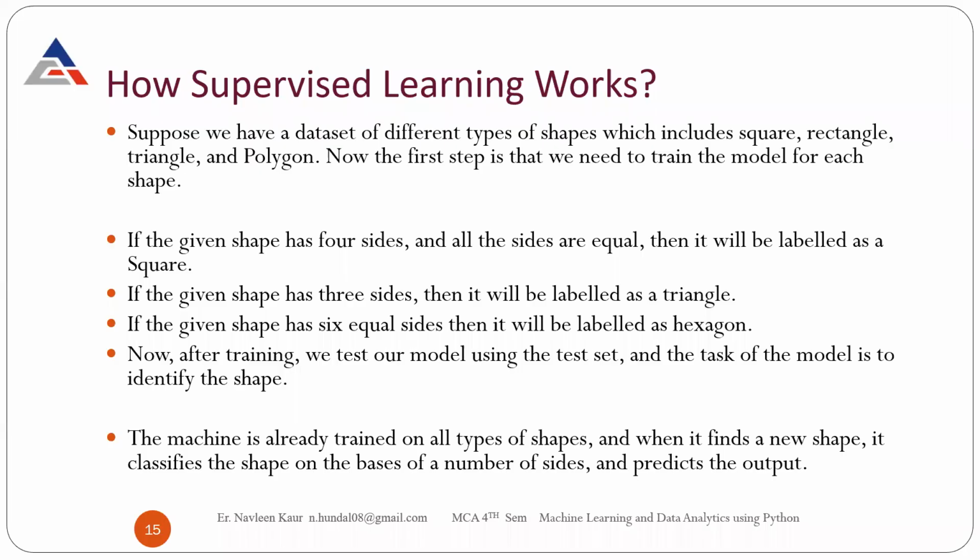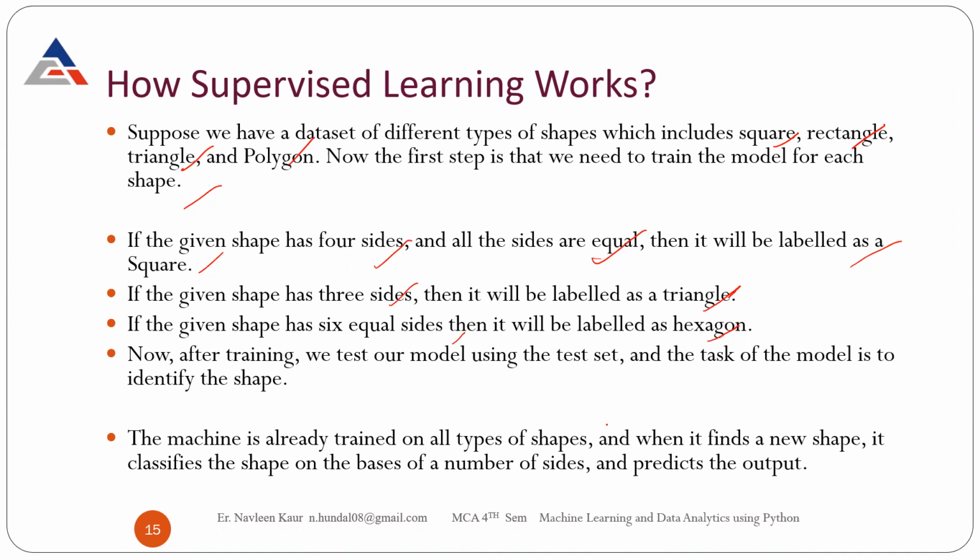So let's go over it really quickly. Suppose we have a data set of different types of shapes, which includes square, rectangle, triangle, and polygon. So many shapes. The first step is that we need to train the model for each shape. If the given shape has 4 sides and all the 4 sides are equal, it will be labeled as a square. If the given shape has 3 sides, it will be labeled as a triangle. These basic facts we know already. If the given shape has 6 equal sides, then we can say it's a hexagon.